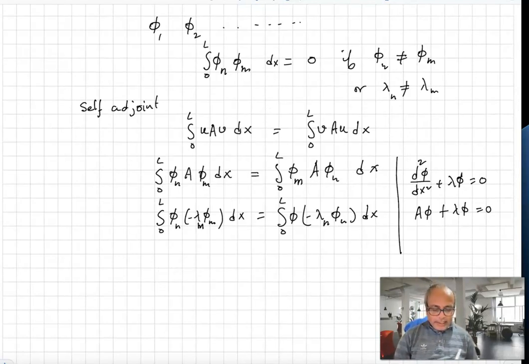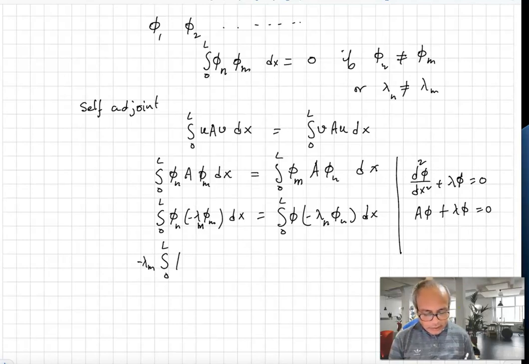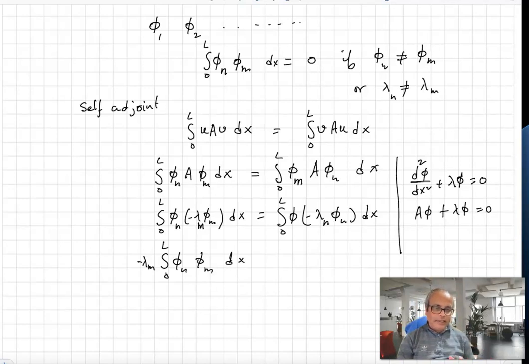So we can take lambda out. On the left hand side will be negative lambda m taken out, integral of phi n phi m dx. On the right hand side, negative lambda n taken out. Inside will be phi m times phi n dx. Okay. You can take the right side to the left hand side, and then you can take the lambdas out. Okay, so then you can write this equals 0.